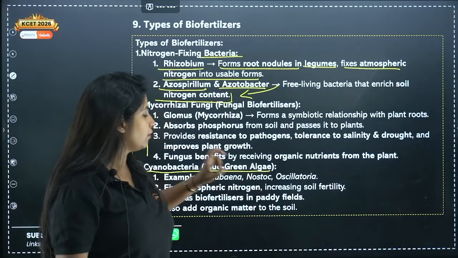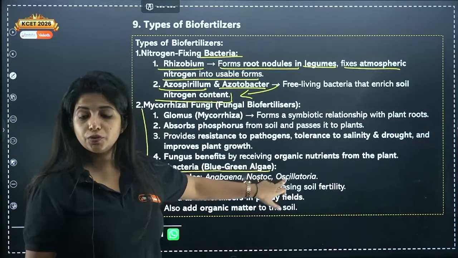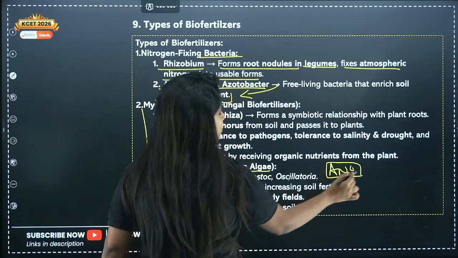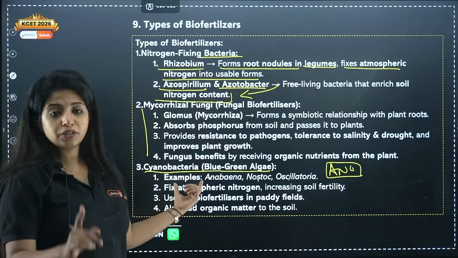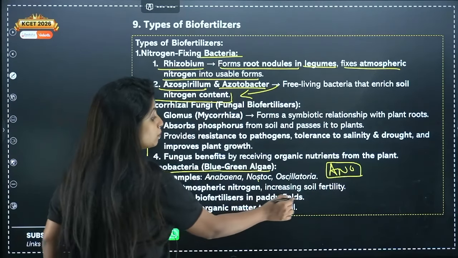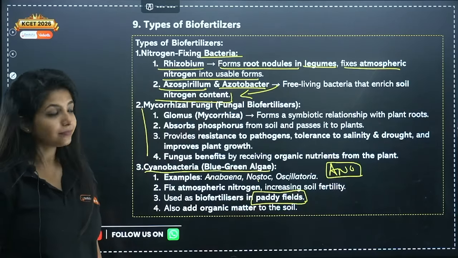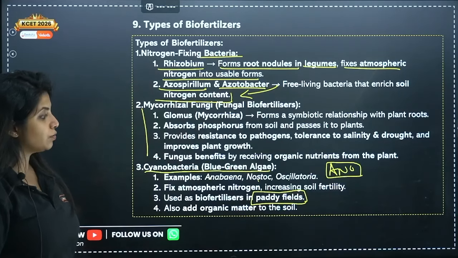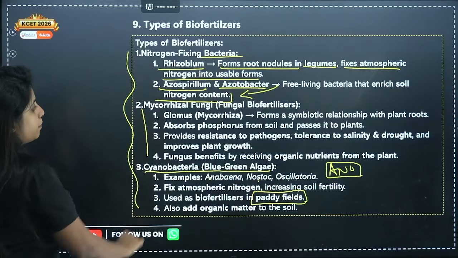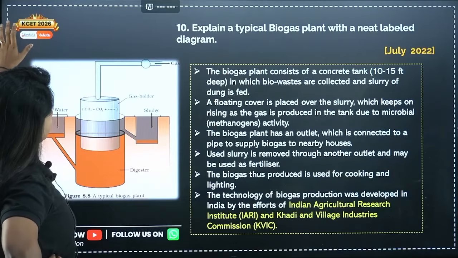Cyanobacteria, again blue-green algae. We have three examples: Anabaena, Nostoc, Oscillatoria. You have Uno, like you play Uno, right? Here Ano is there. Anabaena, Nostoc, Oscillatoria. They also fix nitrogen. They also increase soil's fertility and they are used as biofertilizers mainly in the paddy fields. So if at all you are asked what are the ones which are mainly used in paddy fields, it will be this. So please go through these examples. Super important.